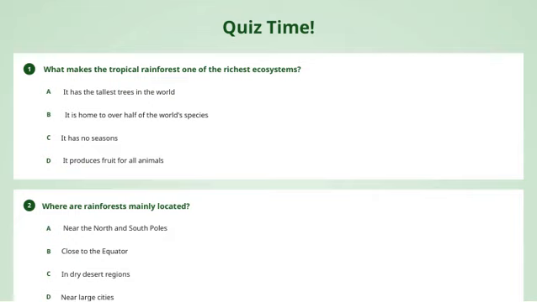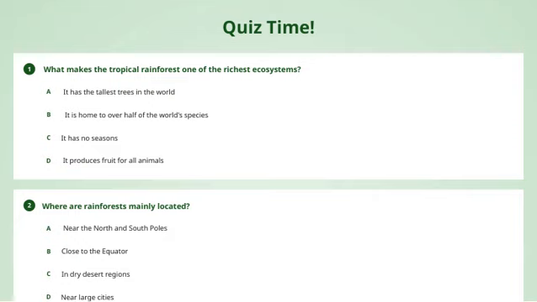And finally, question 4. Does the forest floor get a lot of sunlight? Is that true or false? This is interesting because, even though sunlight is abundant at the top, the dense canopy blocks much of it from reaching the ground. Click on your answers now, and your teacher will reveal which ones are correct.